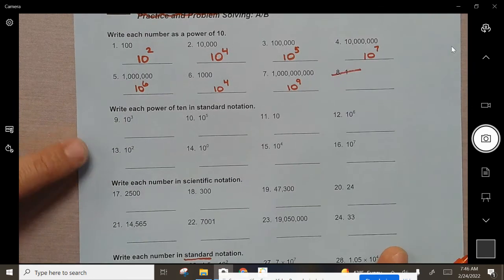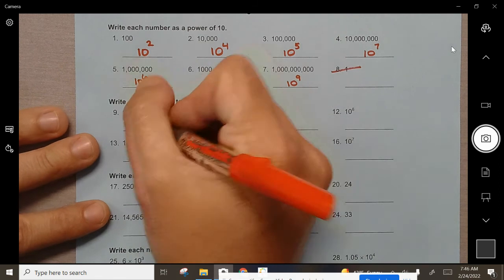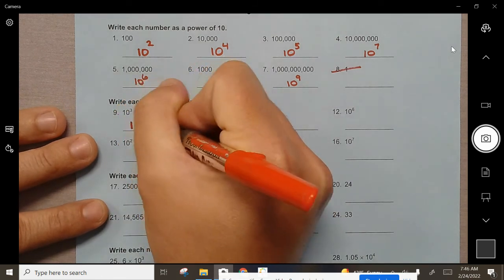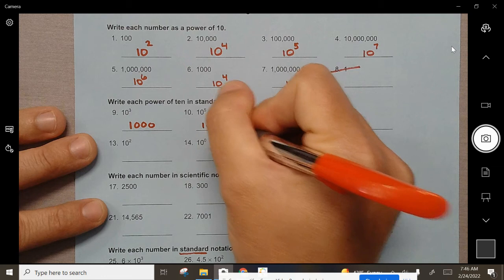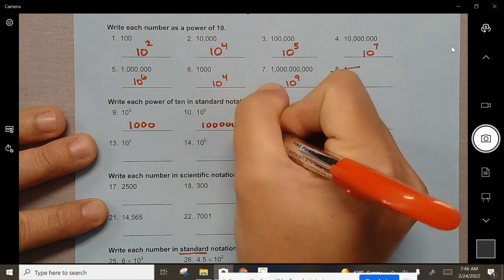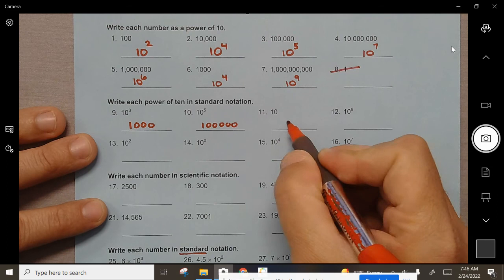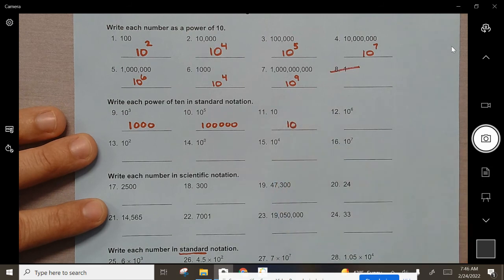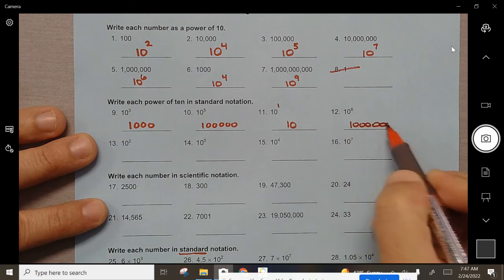So now write this in standard notation. How would you write this out? 10 to the 3rd. How would you write it out? How many zeros? 3? All right. Okay. 5. How many zeros? For this one, it's just 10 to the 1, right? Isn't that what it would look like? 10 to the 6. 2, 3, 4, 5, 6.